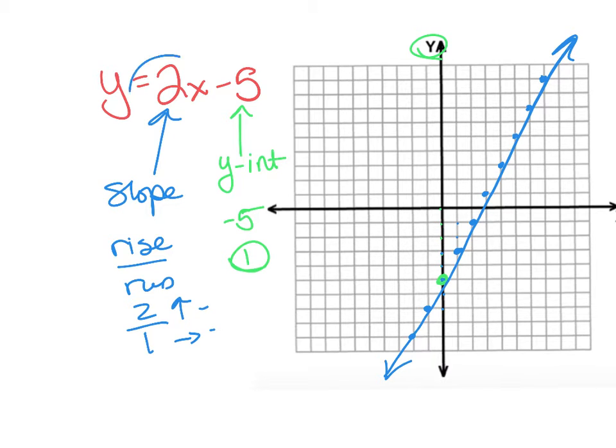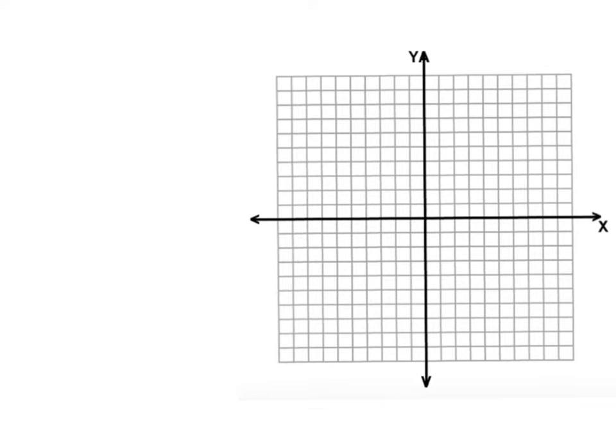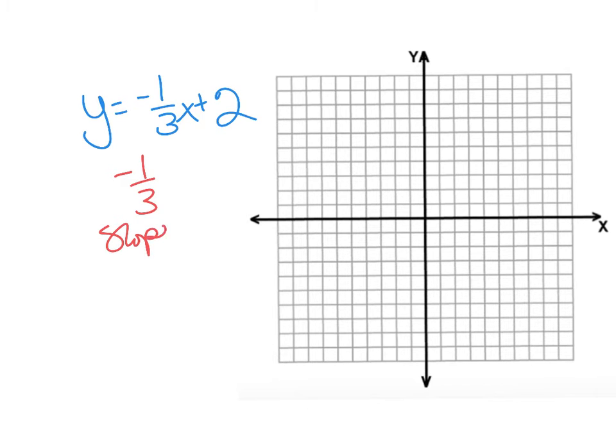Positive slope. Anytime our number here is positive, going from left to right, our line is going to go up. Please remember that. So let's try one with a negative slope. Y equals -1/3 x plus 2. So -1/3 is our slope. So going from left to right, our line is going to go down. So that's what you're going to be looking for, some sort of line that goes down like that. Our y-intercept is a +2, so we go up 2 on the y-axis.